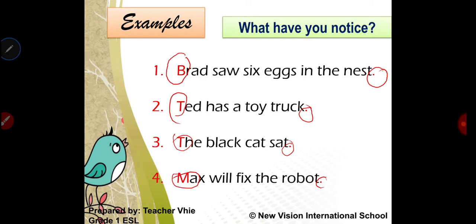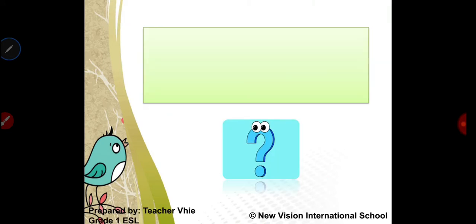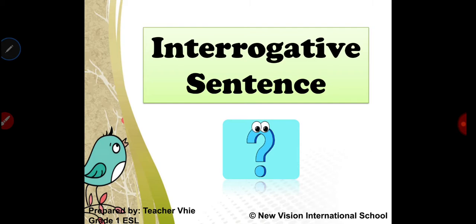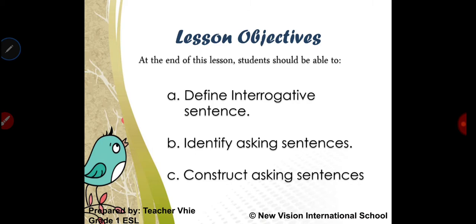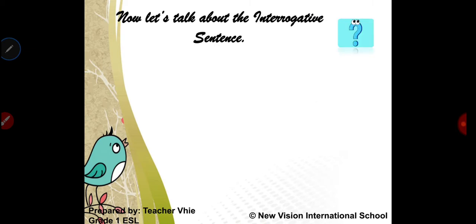Good. Now, let's proceed to our lesson. Do you know what our lesson is? Look at the picture. Great. And now our lesson is about an interrogative sentence. So, if a declarative sentence begins with a capital letter and it ends with a period, what about an interrogative sentence? Okay, great. Now, our lesson objective is to define interrogative sentence, to identify asking sentences, and to construct asking sentences. And now, let's begin.